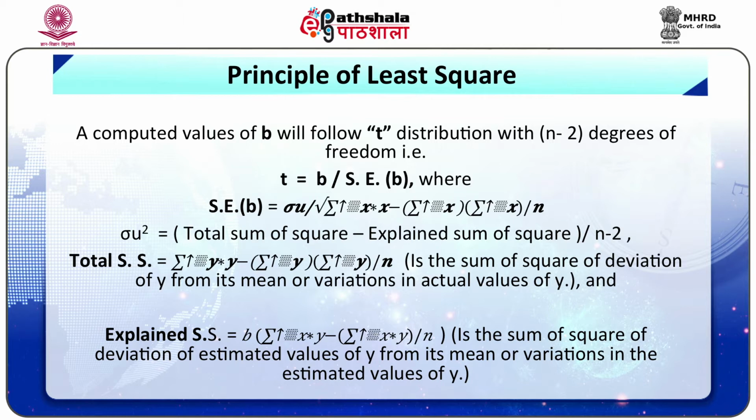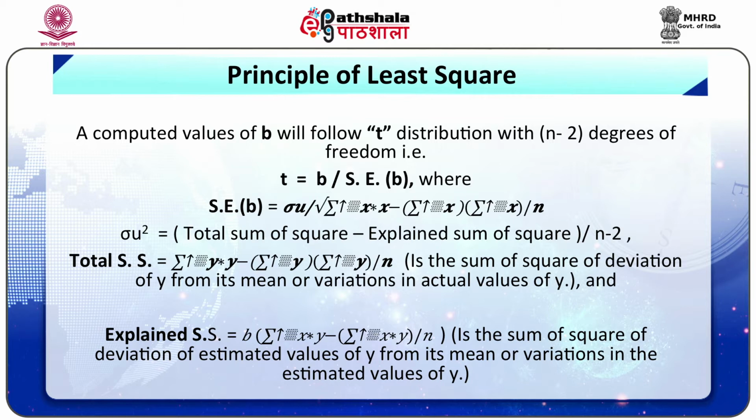t is equal to b upon SE of b, where SE of b is equal to sigma u upon under root summation x squared minus (summation x) squared upon n. Sigma u square is equal to total sum of squares minus explained sum of squares upon n minus 2.